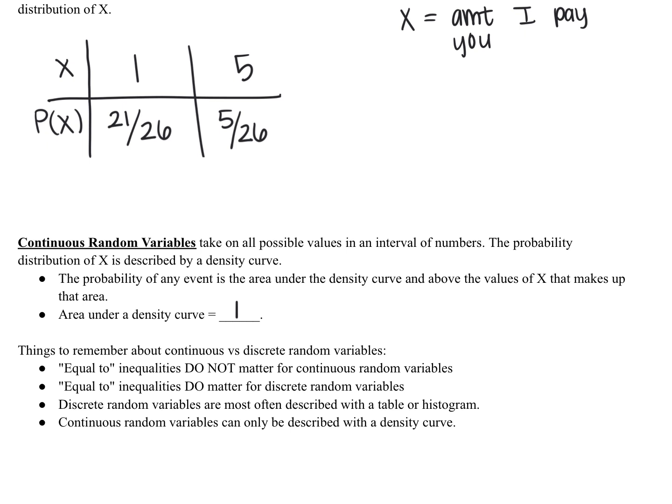So we're talking about discrete versus continuous random variables. A couple things to know. An equal to inequality does not matter for a continuous random variable, and we'll talk about that more in chapter 5. Equal to inequalities do matter for discrete random variables, however. Discrete random variables are often described with a table or histogram. Again, we're going to focus on a table. And continuous random variables can only be described with a density curve.